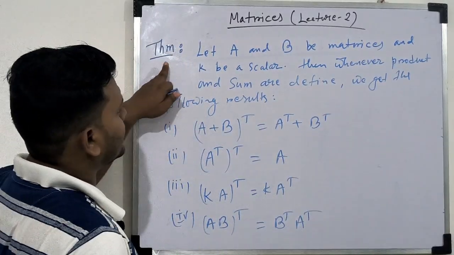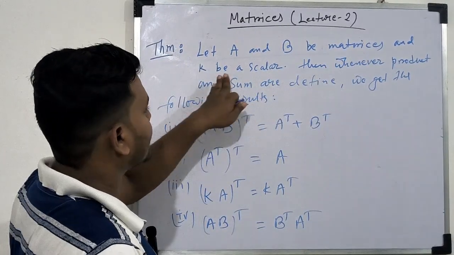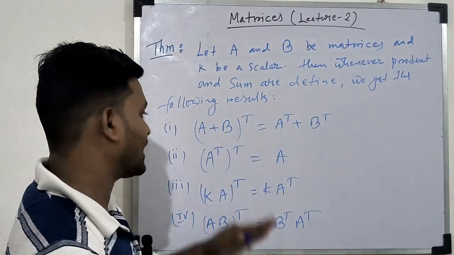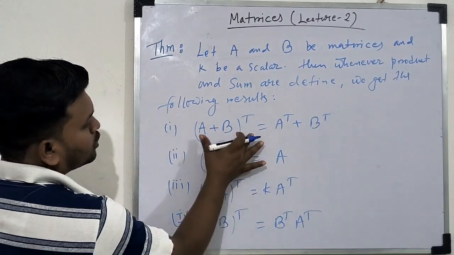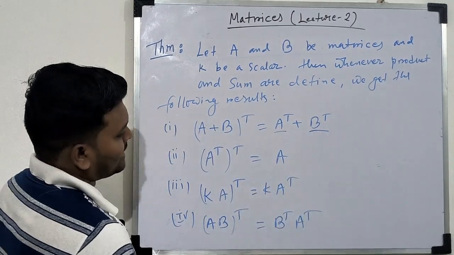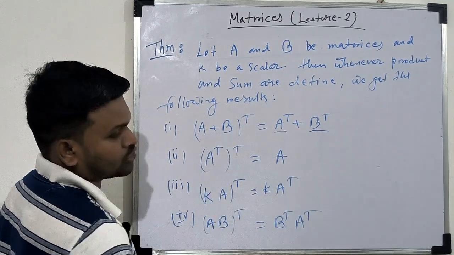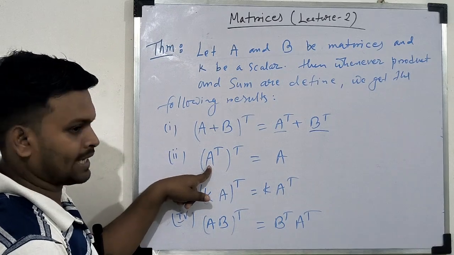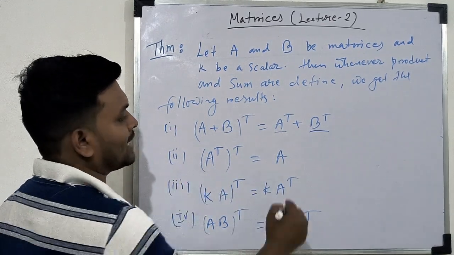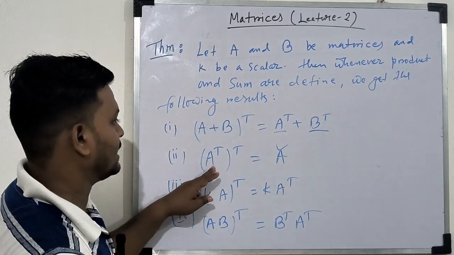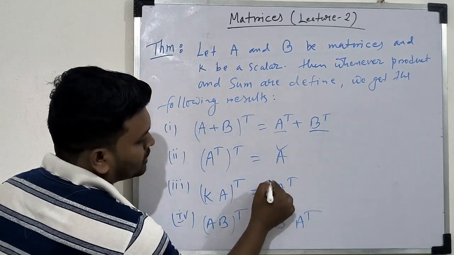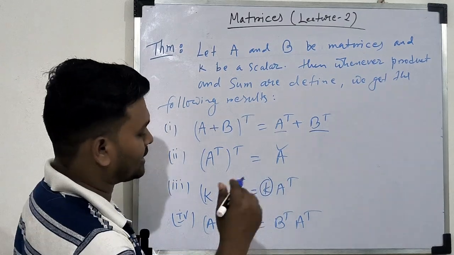This is the theorem. Let A and B be matrices and K be a scalar. Then whenever the product and sum are defined, we get the following results. The transpose of A plus B is A transpose plus B transpose. And the transpose of A transpose: if we take the transpose of A and then transpose the transposed matrix again, we get the original matrix. That's why the transpose of A transpose equals A. The transpose of K into A equals K into A transpose. K is a scalar, so it remains the same.